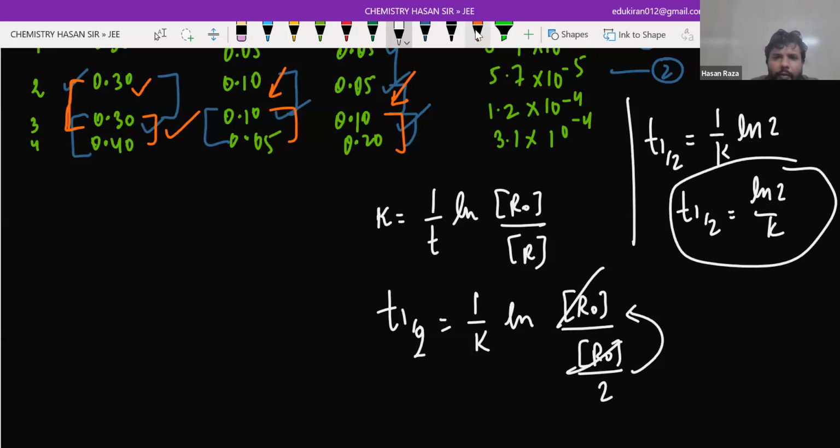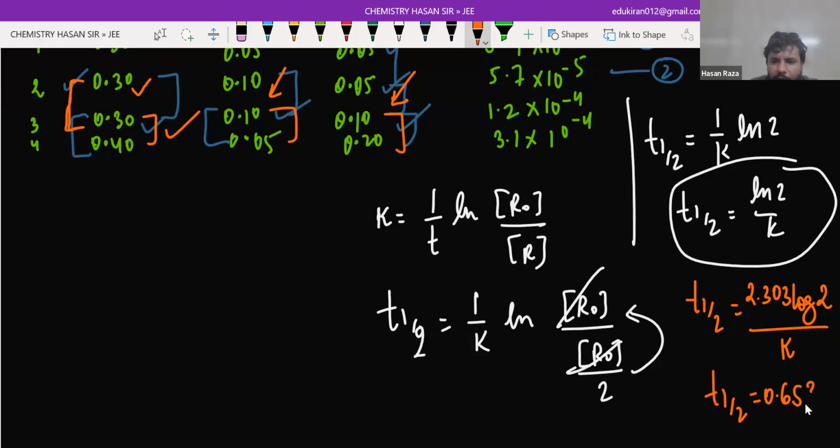If you want to simplify this, you can convert ln into log, so you multiply by 2.303 into log 2 upon k. When you solve it, you will be getting 0.693 by k. So either this option is correct or this option is correct. Is that clear?